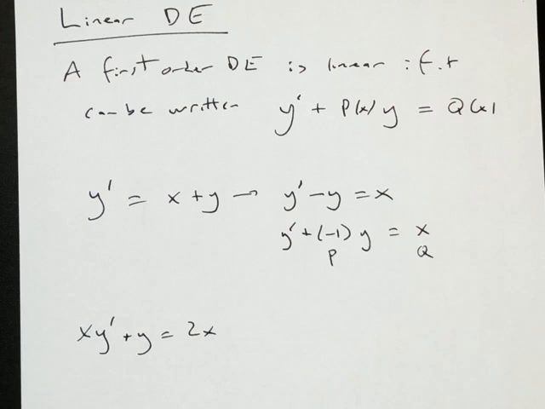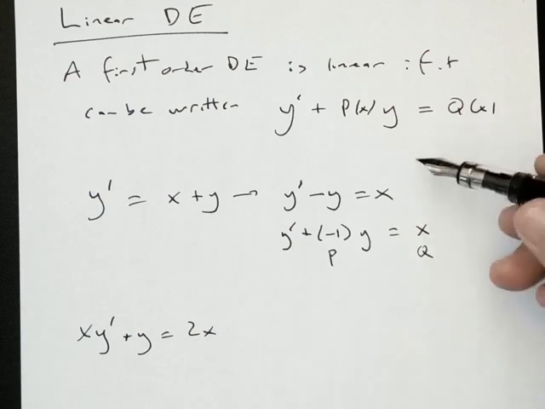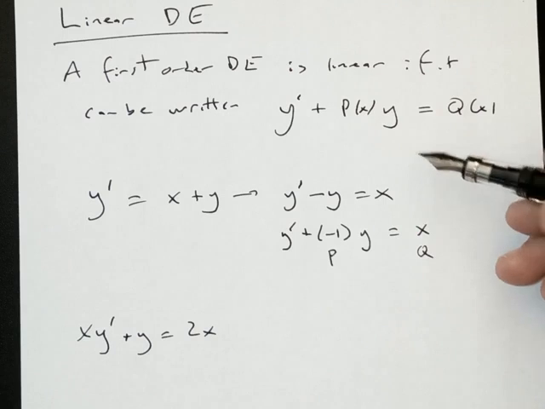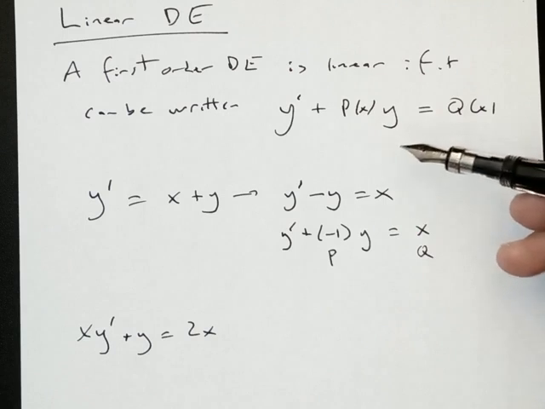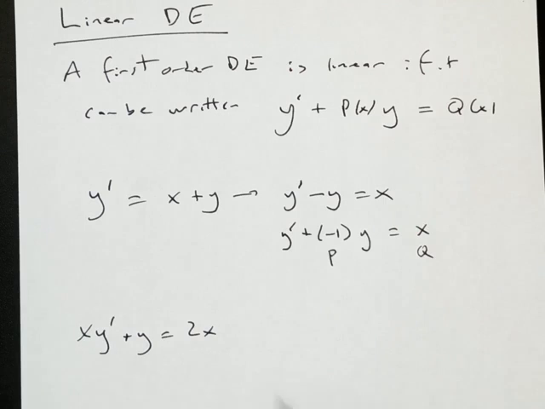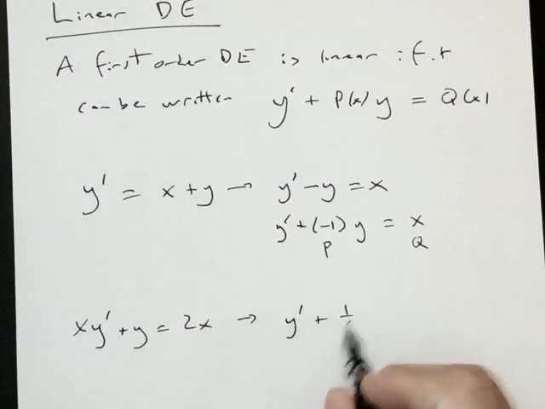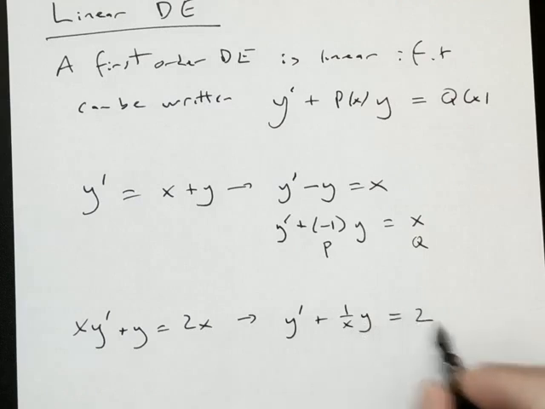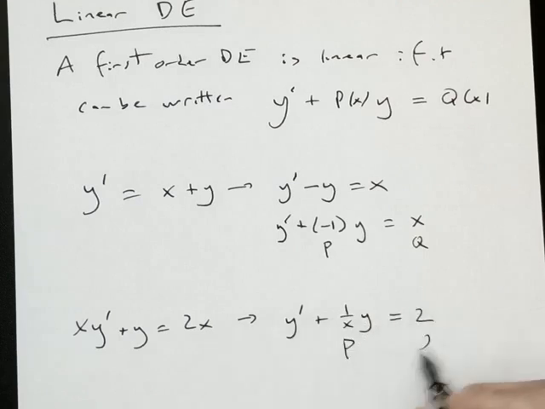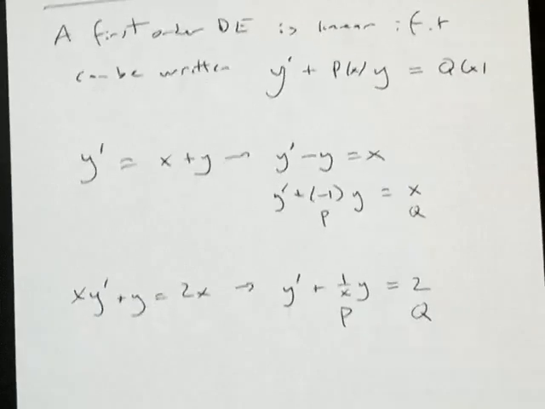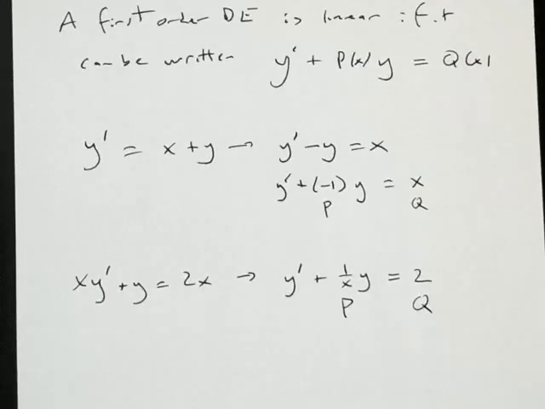Although it doesn't look like it at first, this particular differential equation is also linear. But in order to make it look right, I want y prime all alone. So I'm going to divide everything by x, and I notice, oh, y prime plus 1 over x times y equals 2. p of x, q of x. That is a linear differential equation.